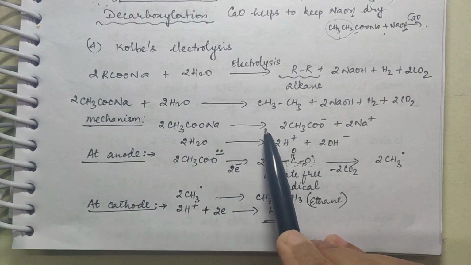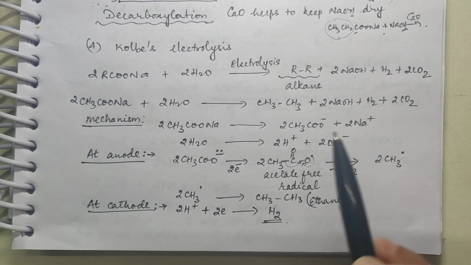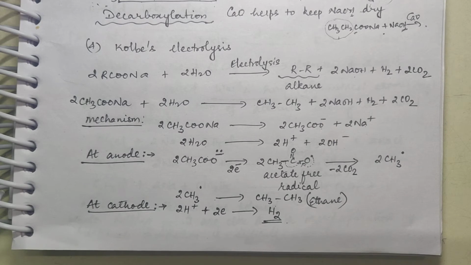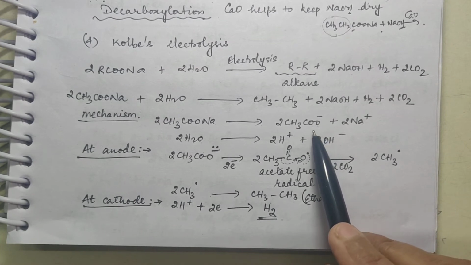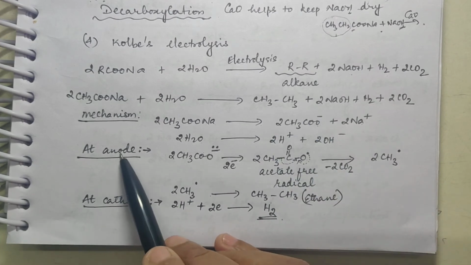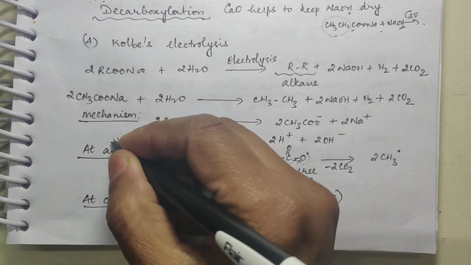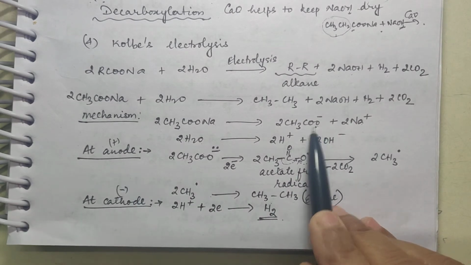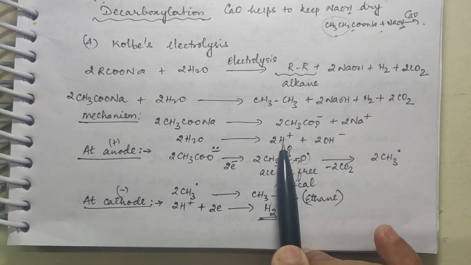Now when it ionizes, what do you get? You get acetate ion and Na plus ion. And the water present in the medium will also ionize as H plus and OH minus. Now you know very well, when it is subjected to electrolysis, the anode will attract the negatively charged ion because anode is positively charged, cathode is negatively charged. Anode is positive, cathode is negative. So towards the anode, the negatively charged ions will move, and towards the cathode, the positively charged ions will move.